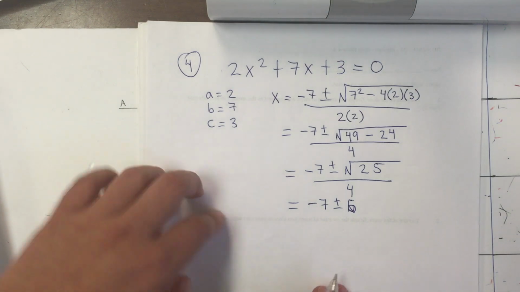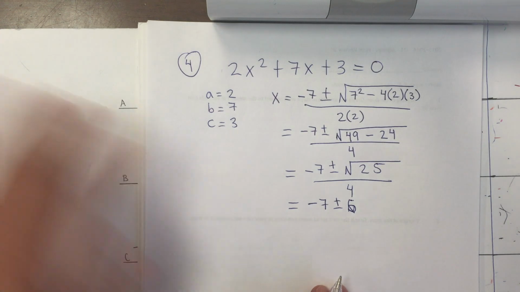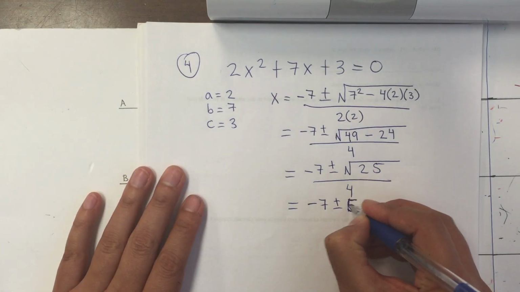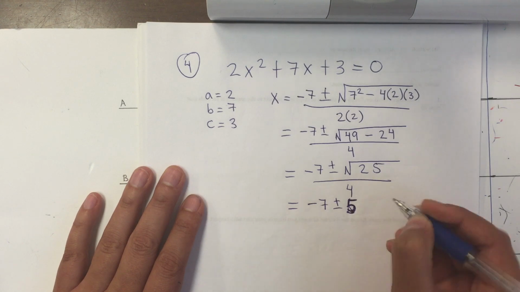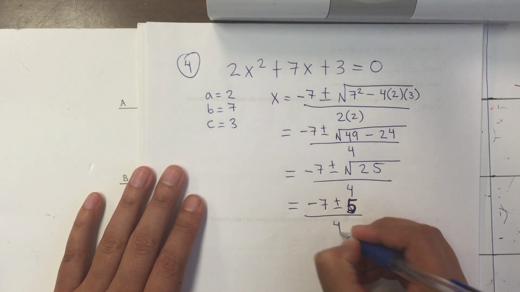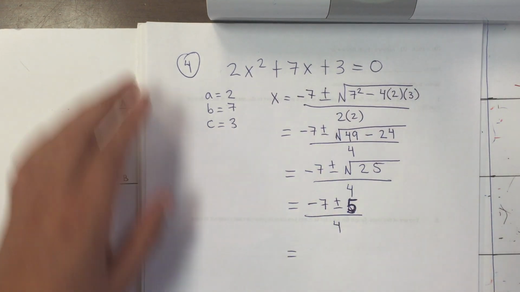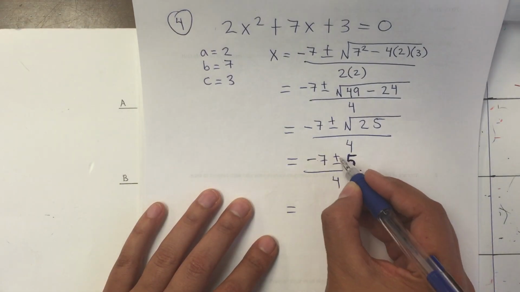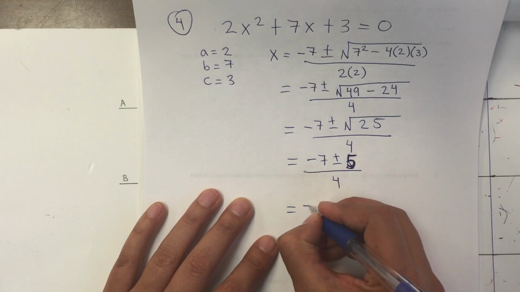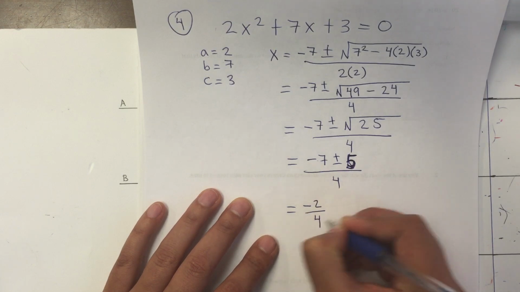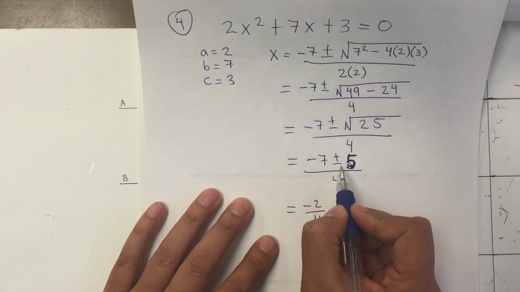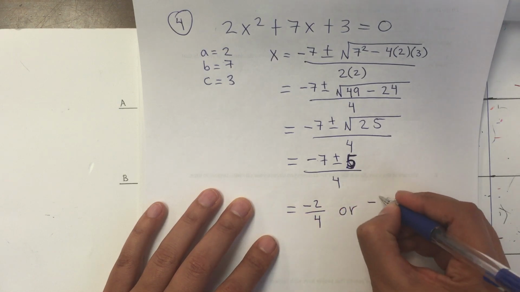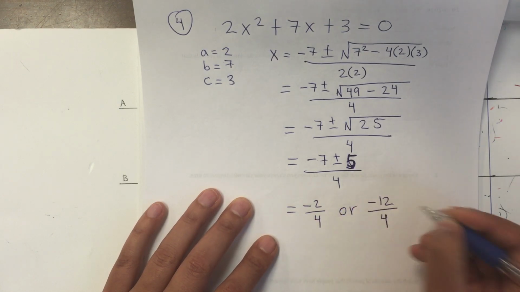Okay, can't find the white out. It's okay. So this is a 5. The square root of 25 is 5, all over 4. And so negative 7 plus 5 is negative 2 over 4, or negative 7 minus 5 is negative 12 over 4.